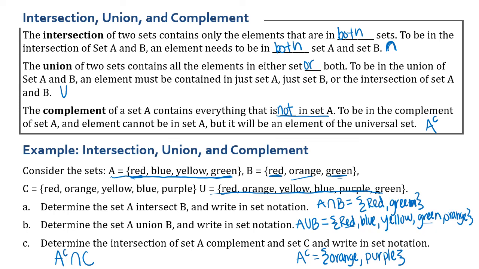Now, finding the intersection of A complement with C, what values are in both A complement and C? Orange is in both, so we'd write orange. And purple, is purple in C? Yep, it is. So the intersection of A complement and C is just orange and purple.